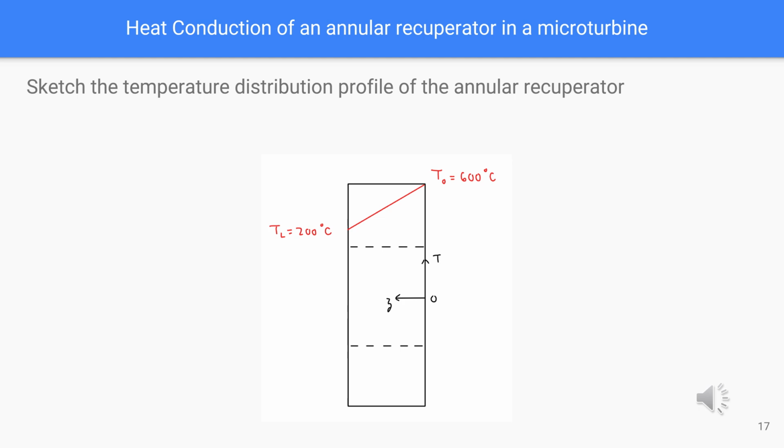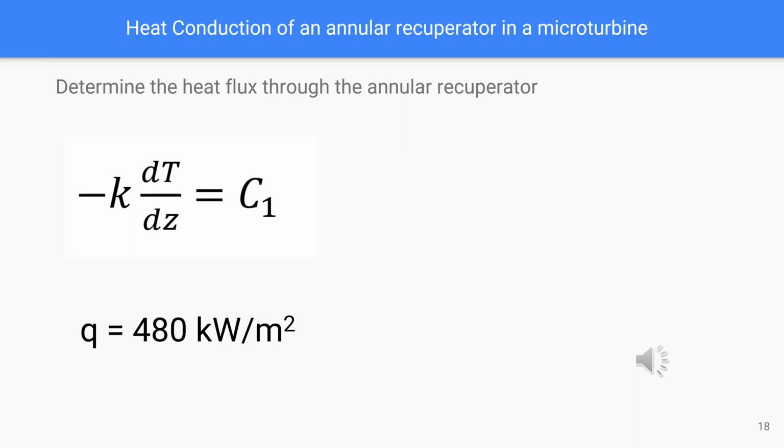The question asks for the temperature distribution profile in the annular recuperator. Since the temperature distribution we found in the previous question is linear, the profile should look something like this from the side view. Next, the question asks to find the heat flux to the recuperator. From the second question, in one of the steps, we obtained the expression C1 equal to minus K times dT over dz. You're given K, the temperatures on each side, as well as the length. Hence, you should get 480 kilowatts per meter squared.